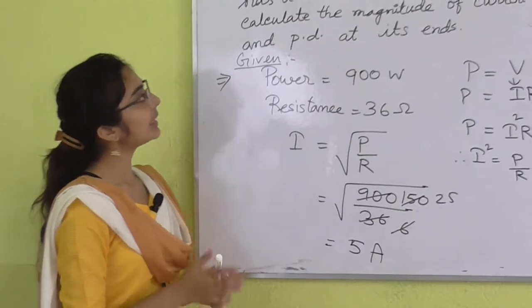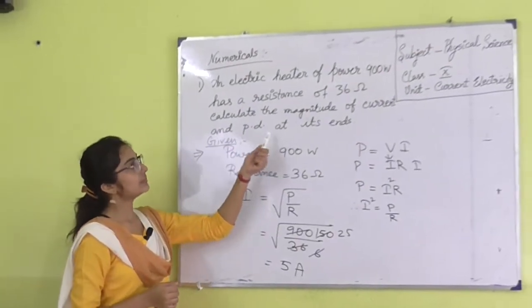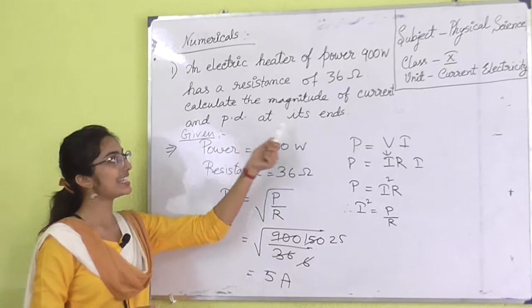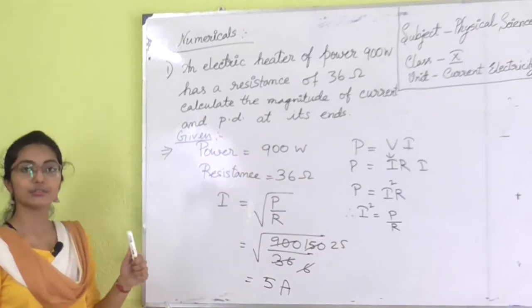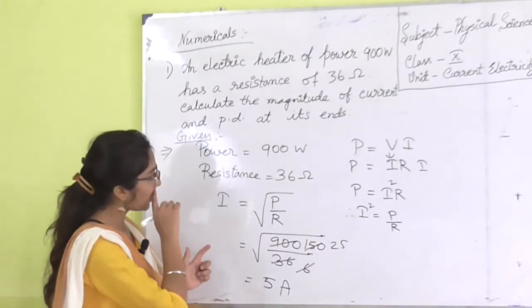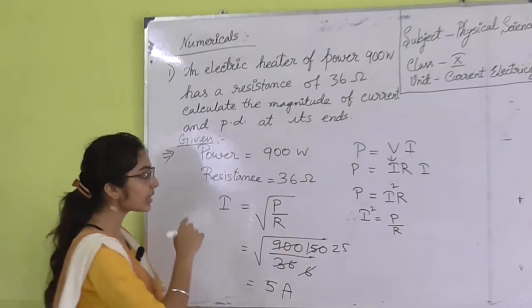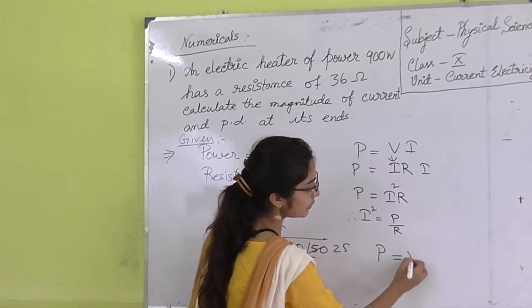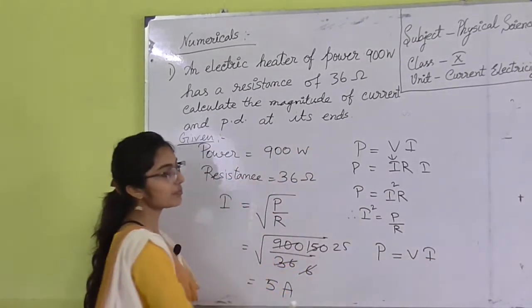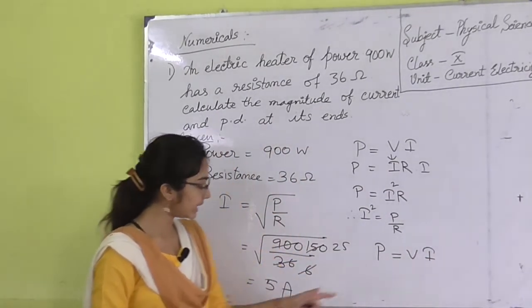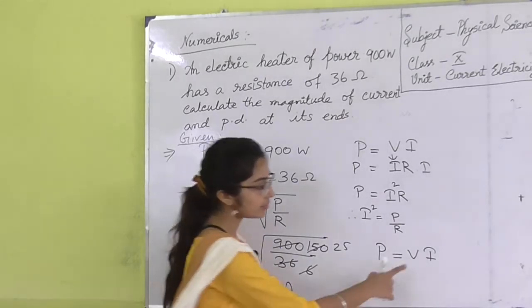Now, the next quantity is PD, that means the potential difference at its ends, the potential difference of the heater. So again we can use the relation P is equal to VI, because we already know P and we already know I. So, V is equal to what?